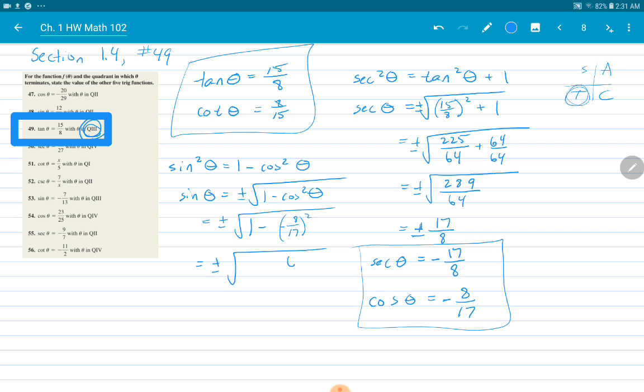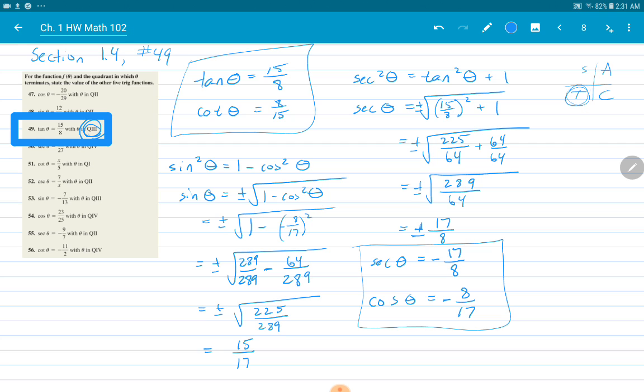And 8 squared is 64, 17 squared is 289. The negative goes away, and I'm just going to change that 1 to 289 over 289 so I have a common denominator, so I can do some fraction math in there. And I get 289 minus 64 gives me 225 over 289. And square root of 225 is 15. Square root of 289 is 17.